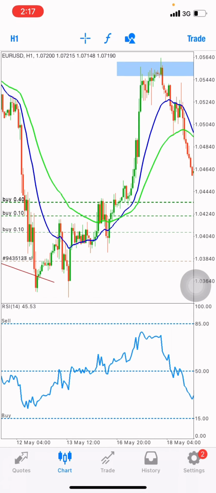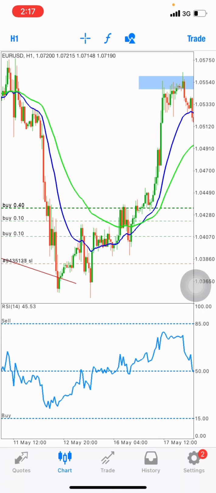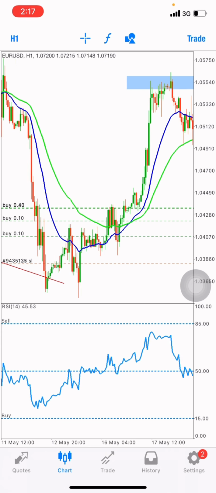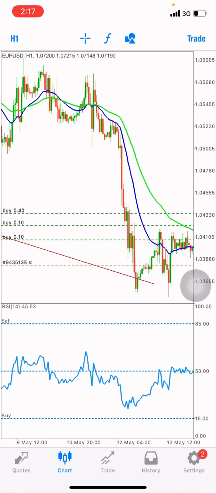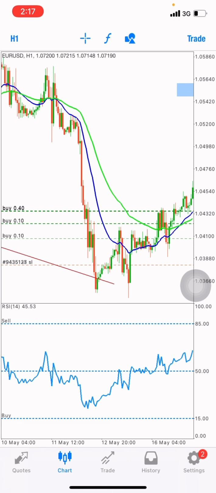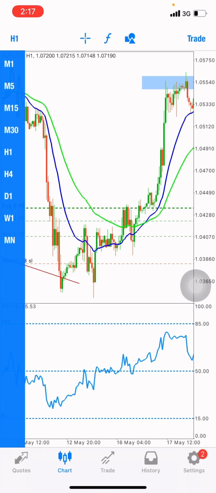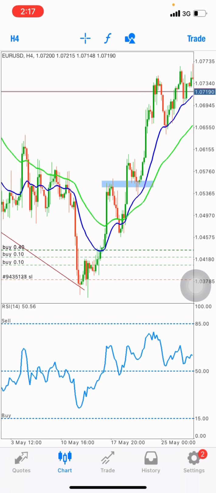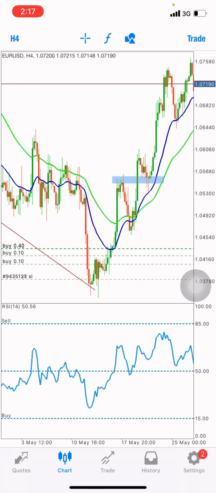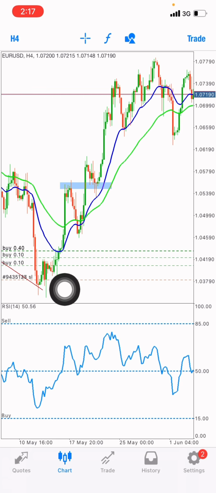But remember, this is the Euro USD. You can see this is the 1 hour time frame, how my chart looks. You see, we had a very good reversal, guys. This was a very good reversal. This is the Euro USD, the most traded currency. We quote the market from down here.